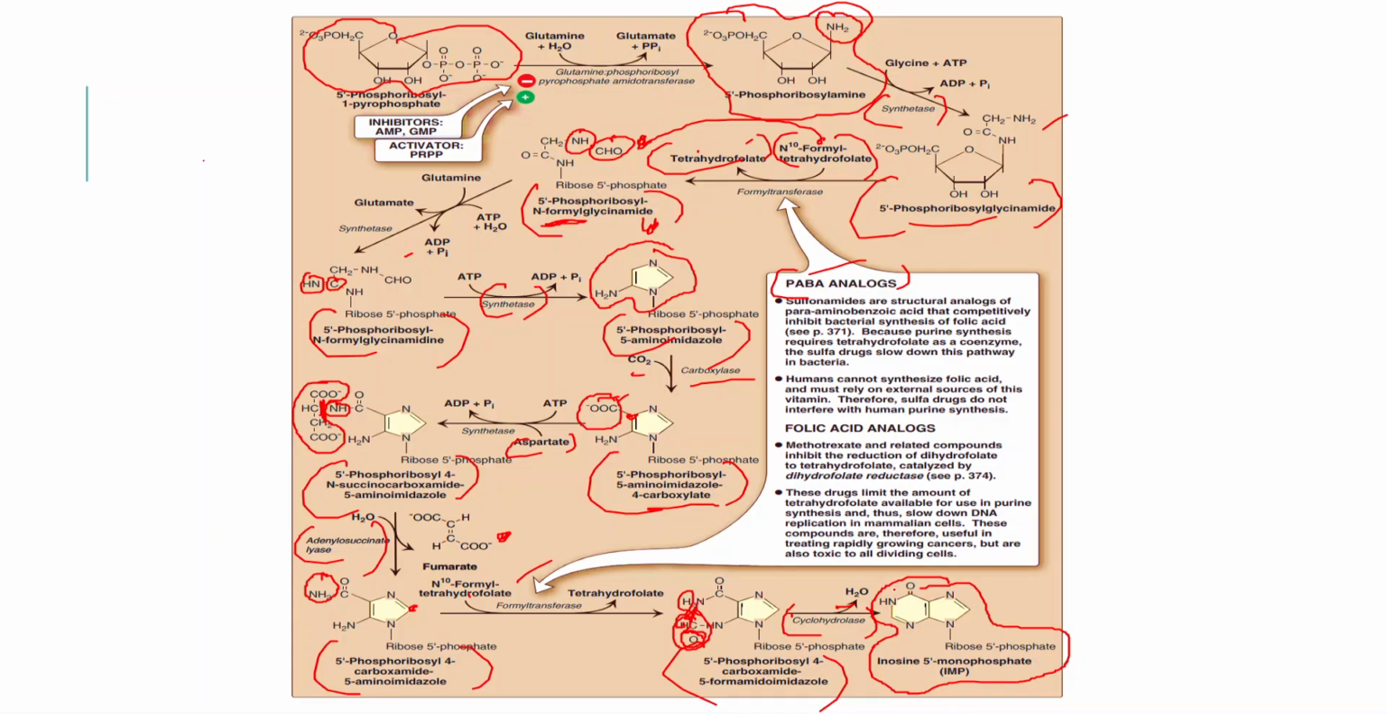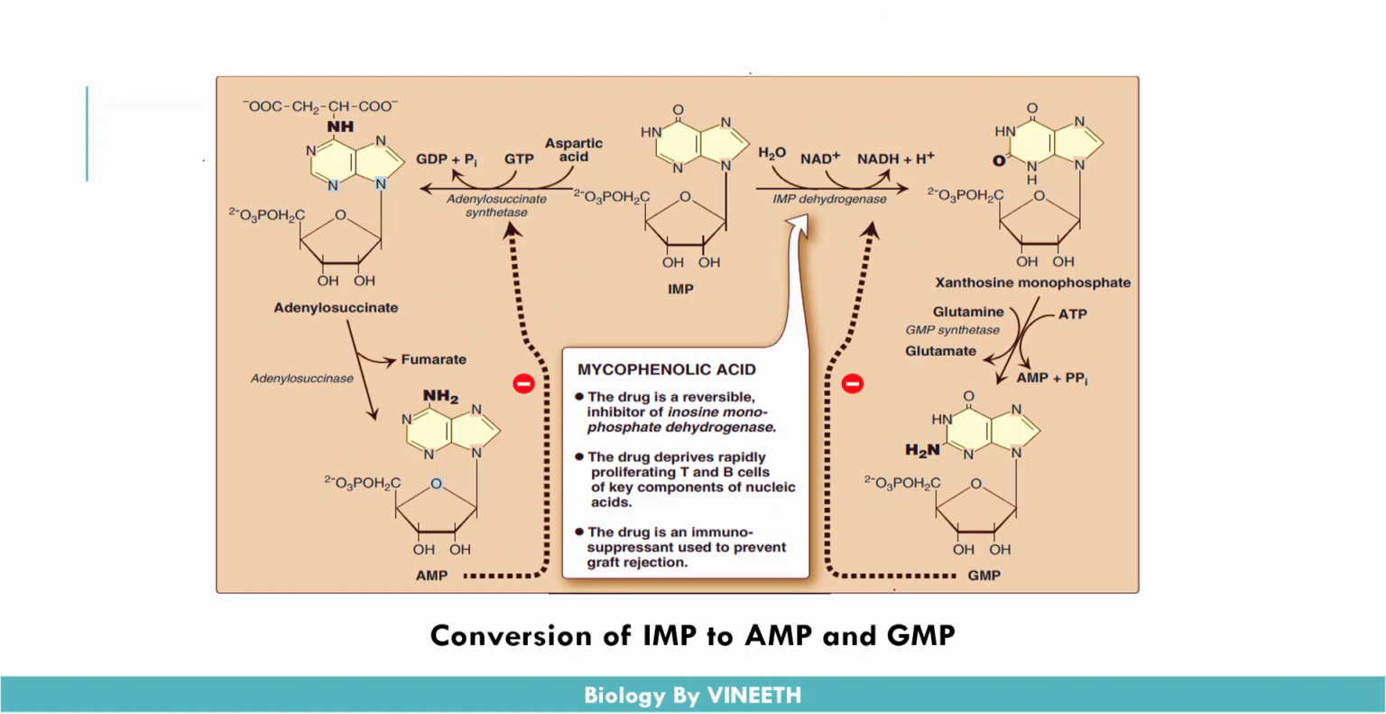You don't have to remember all the enzymes, but you have to remember the sources of the amino acids and the sources of carbon dioxide which are involved in the formation of inosine monophosphate, where the cyclization reaction takes place, and the PB analogs. And the formed inosine monophosphate now converts into AMP and GMP. This is the major conversion in the biosynthesis pathway.